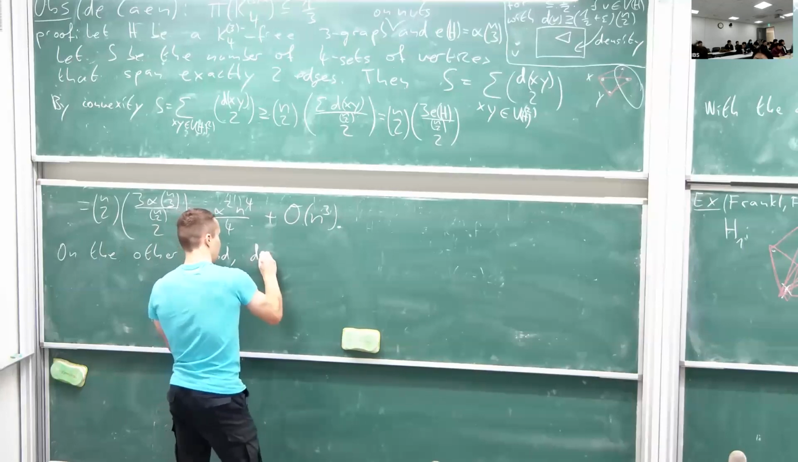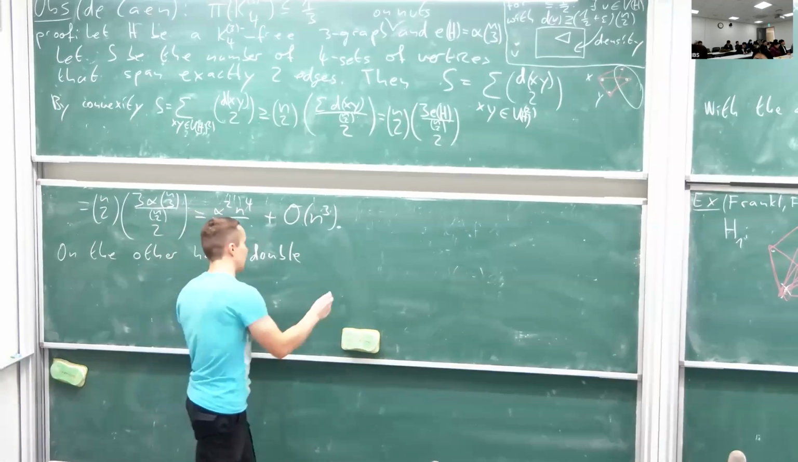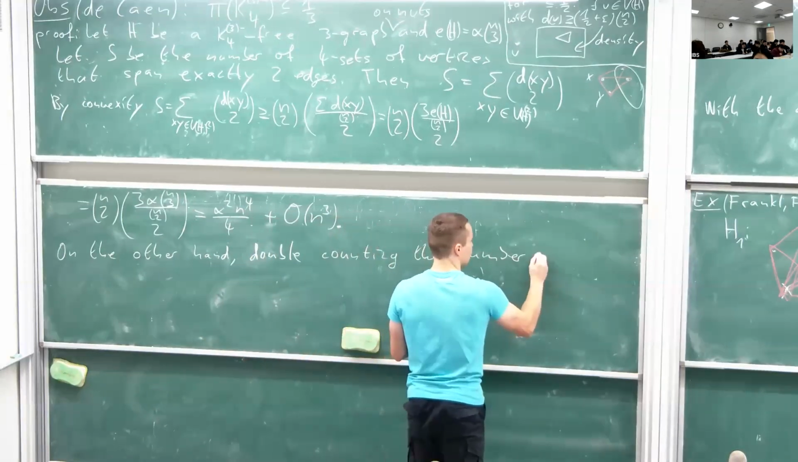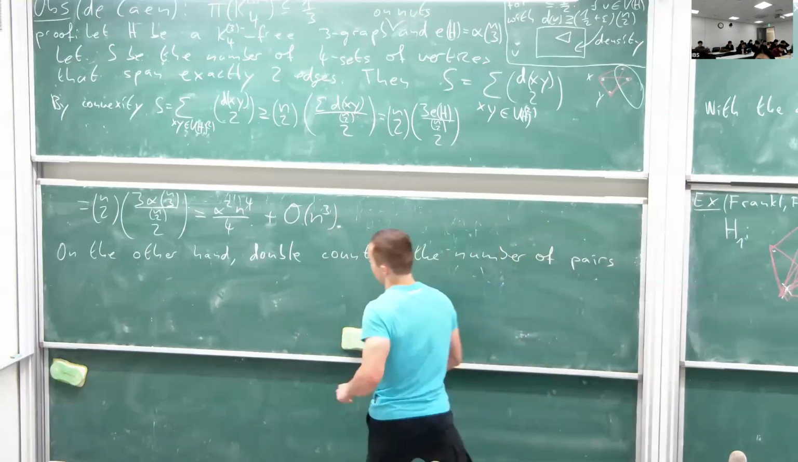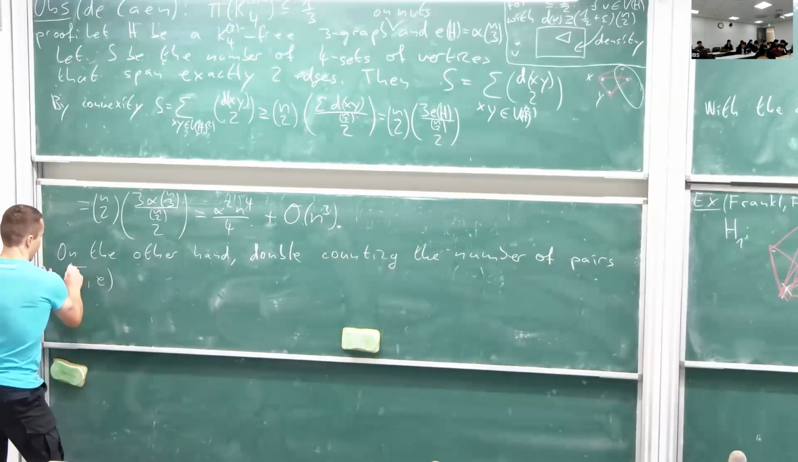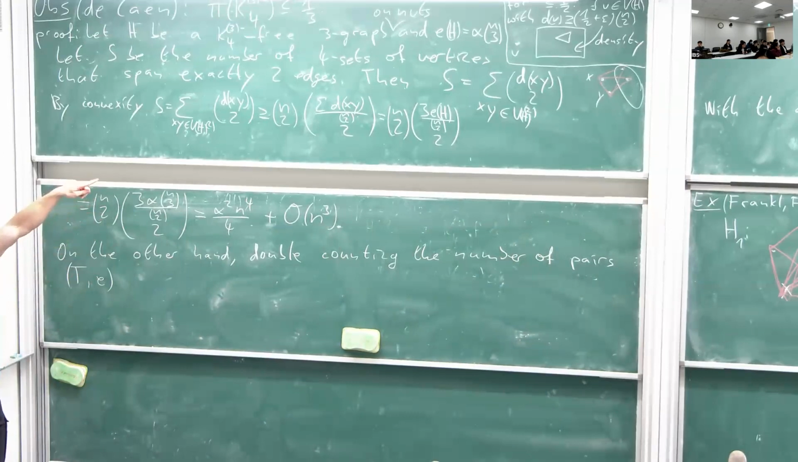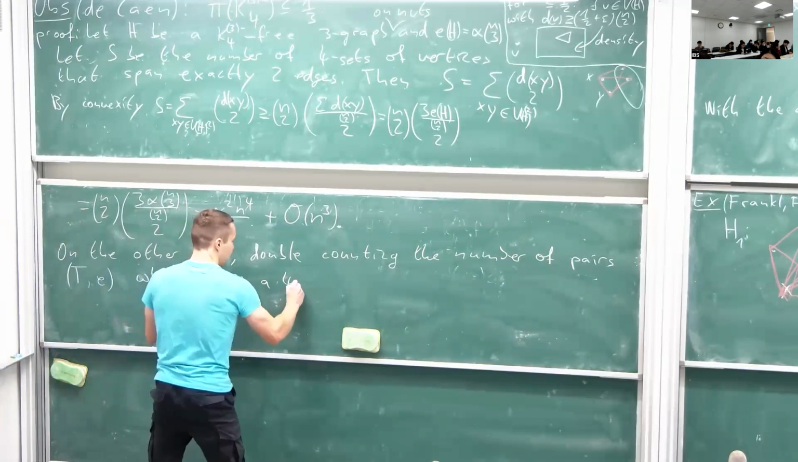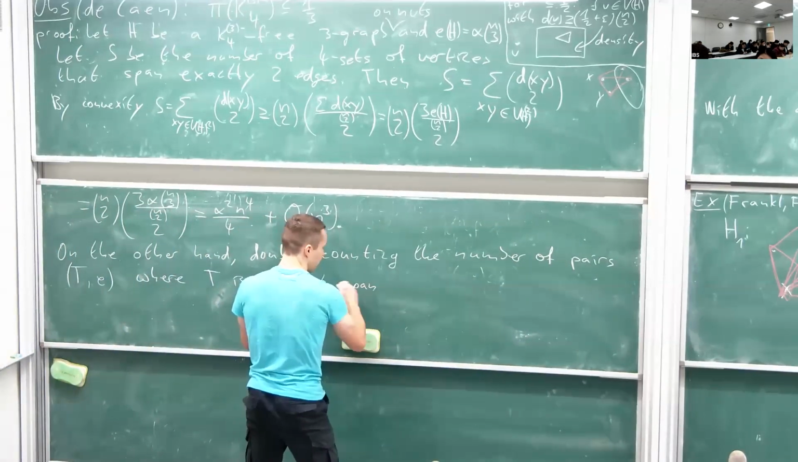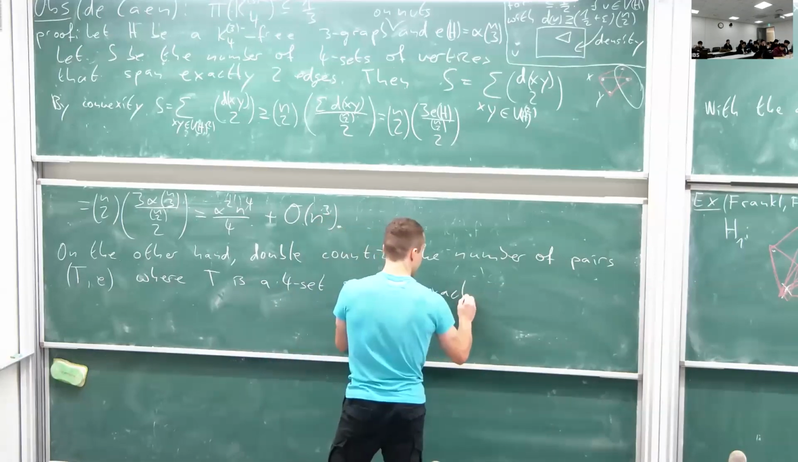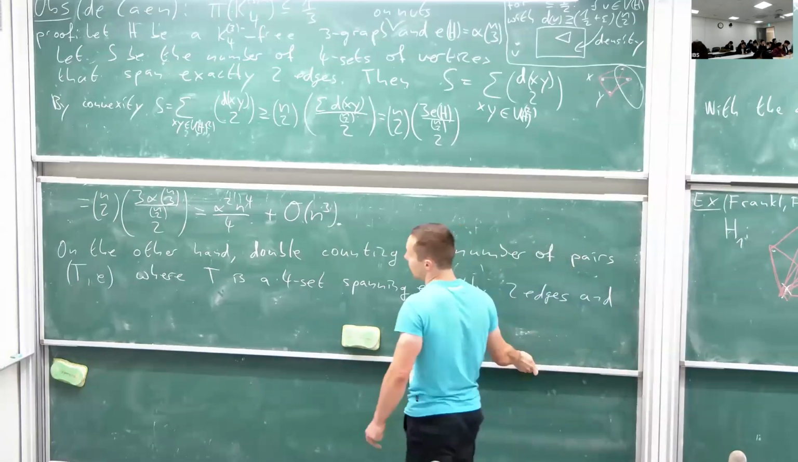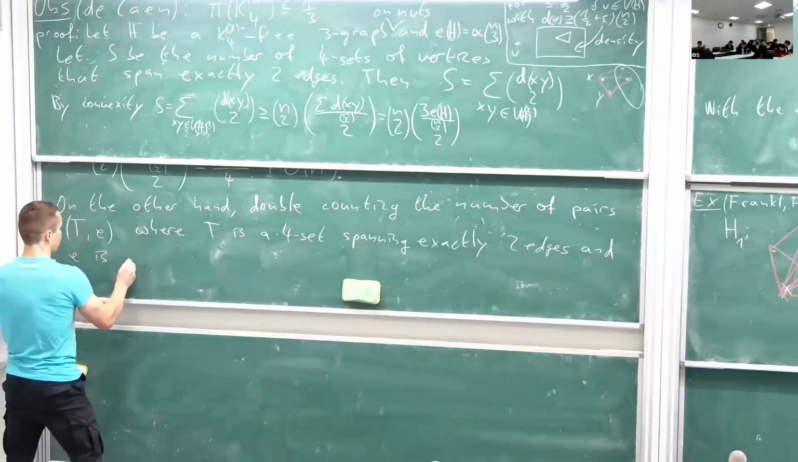So we want to get an upper bound, and this we do by double counting the number of pairs (T, E), where T is one of those four sets of vertices on which we have exactly two edges, and E is one of the two edges. So T is a four-set of vertices spanning exactly two edges, and E is one of these edges.